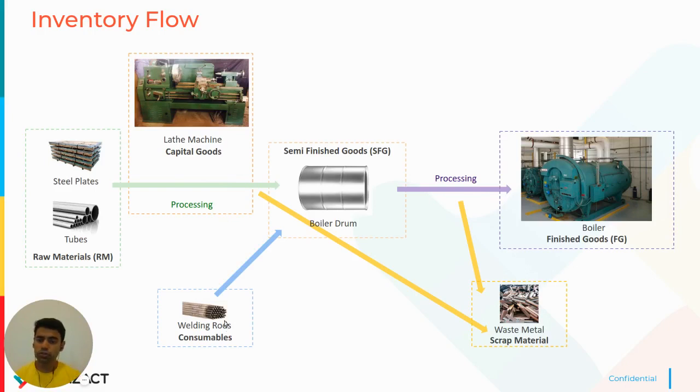The company also uses welding rods to make finished goods. You can't find welding rods in the finished good as such, but they are used during the production. So these are the consumables. A boiler drum is the semi-finished good. It's the intermediary step where the boiler drum is made, and then it's used to make the boiler. And during this whole processing, a lot of scrap material is generated. They are essentially unwanted parts that are generated during the process.